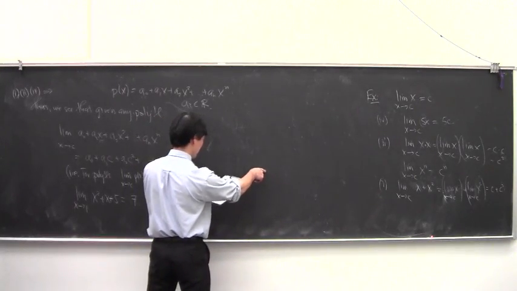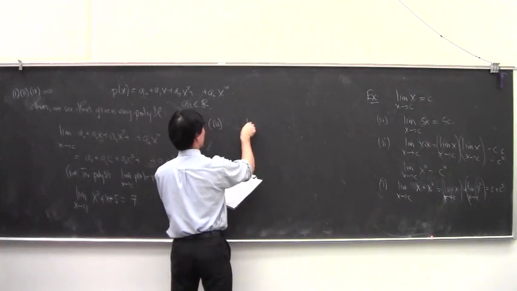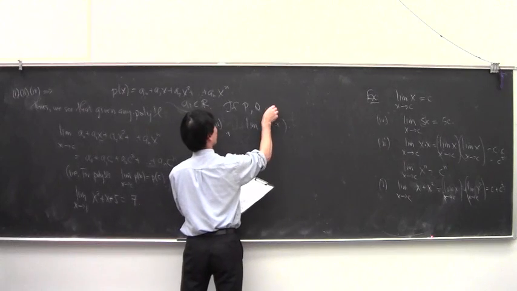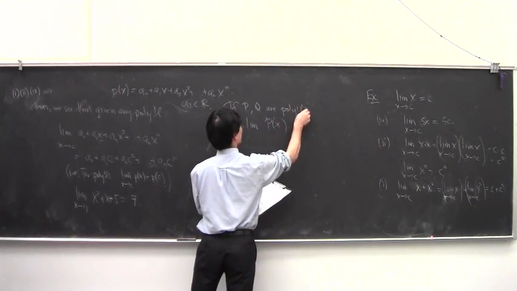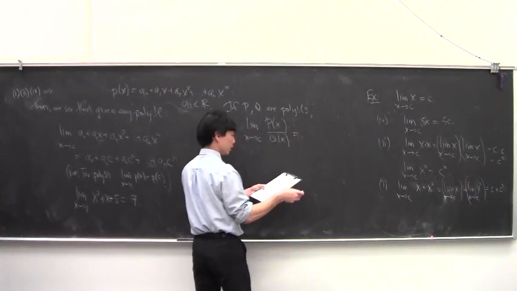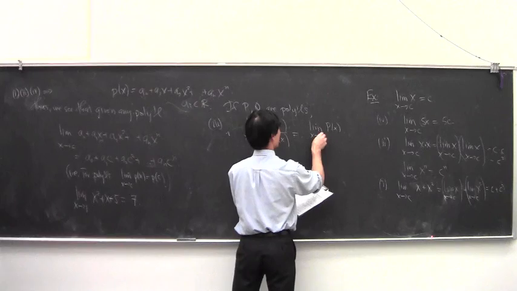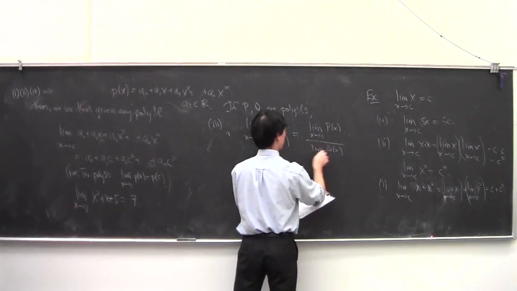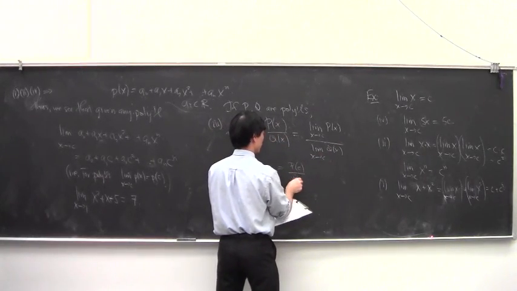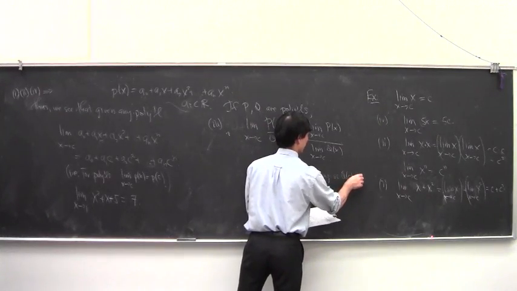Using the quotient property, property 3, we see that if p and q are both polynomials, then the limit of p over q as x approaches c is just going to be the limit of the top as x approaches c over the limit of the bottom as x approaches c. That's to say p of c over q of c, as long as q of c is non-zero.